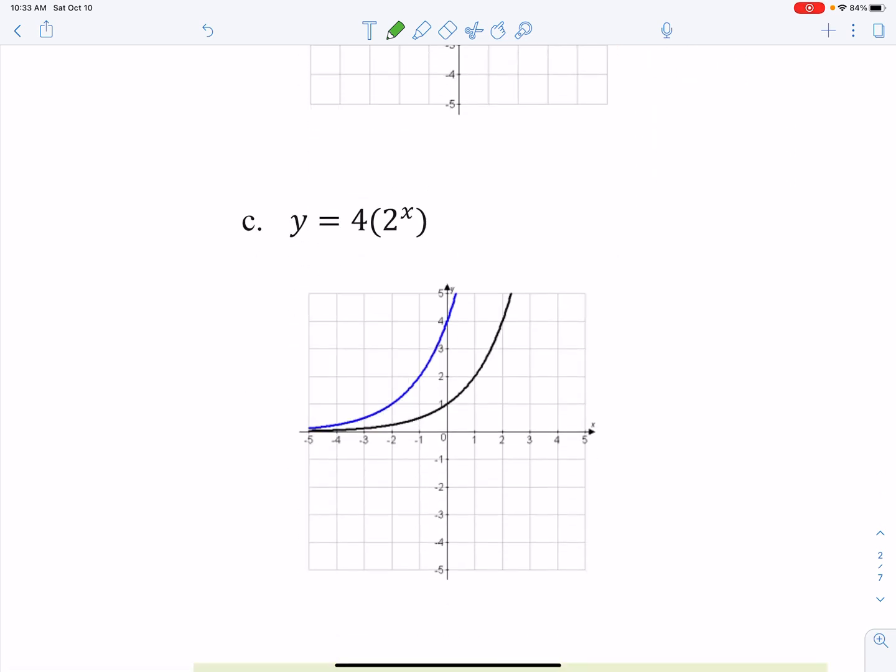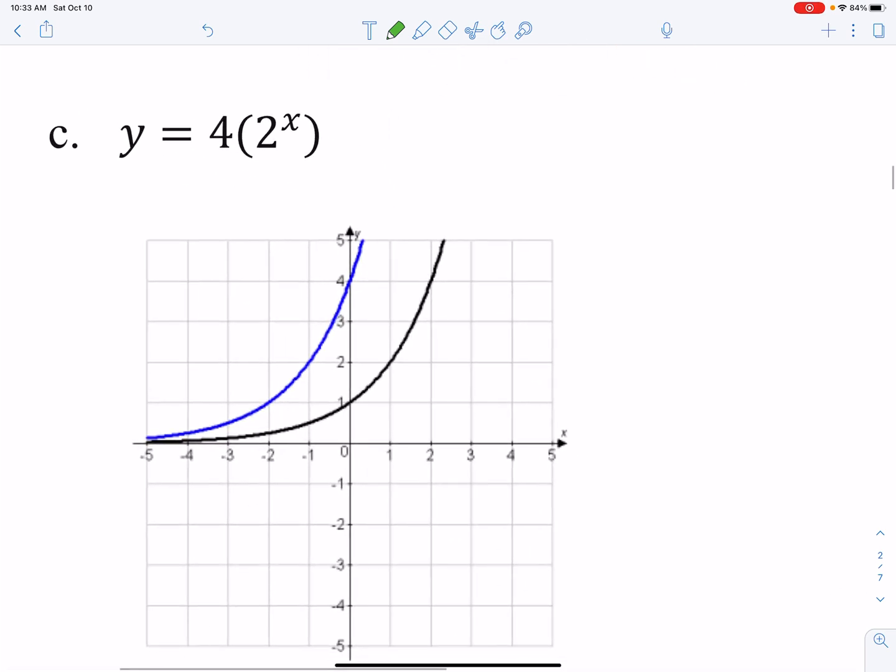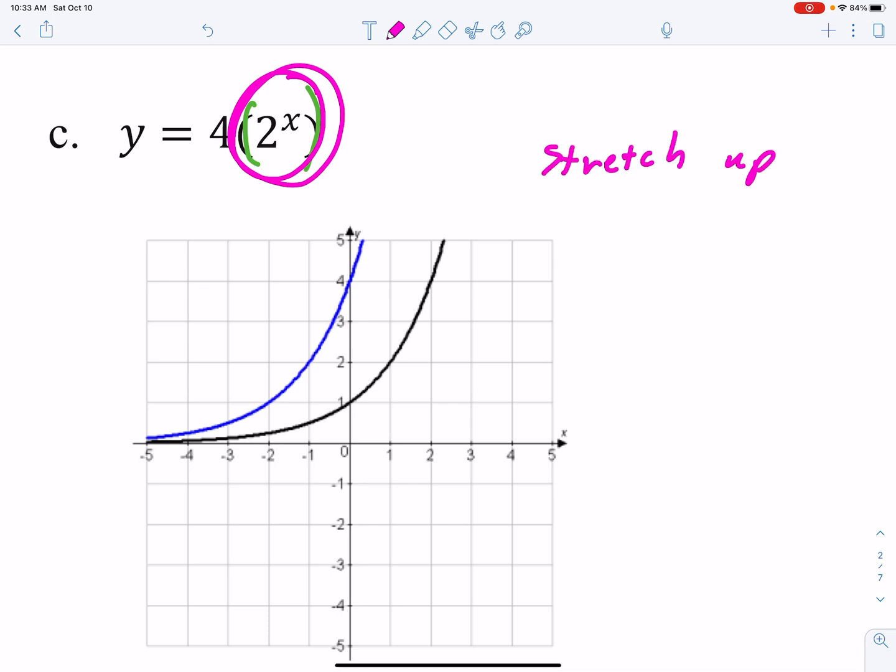Now this one here: y equals 4 times 2 to the x power. The original function is 2 to the x power, but now we're multiplying it by 4. Think about what's happening. We're taking the original f of x, the y value, and multiplying it by 4. So it's going to stretch all those y values by a factor of 4. In other words, it's going to stretch the graph up. That's what they're asking, and again, you can see that right there.